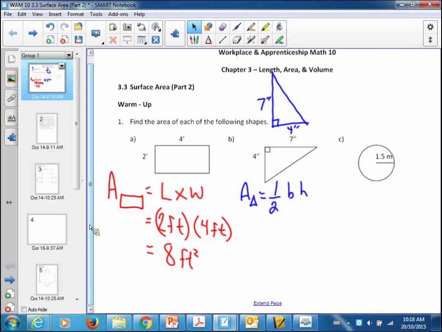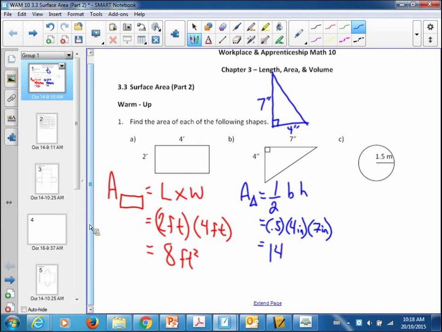So with this one, you can enter 1 divided by 2 on your calculator, or if you know it, it's just decimal 5 times the base of 4 inches. The height is 7 inches. When you put that in your calculator, you confirm later on what you get. It should be 14 inches squared. Shouldn't have said that out loud, but your check. Yep, good. Now the circle formula.